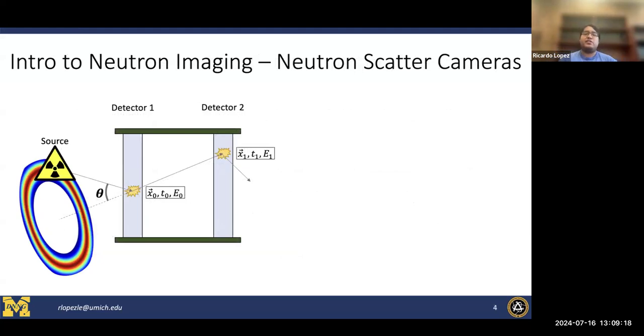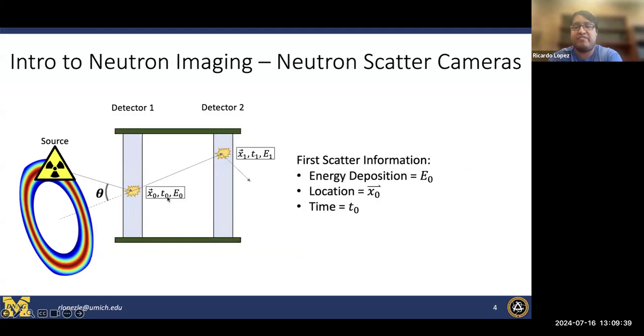So to begin the introduction to neutron imaging, specifically using neutron scatter cameras, suppose we have the scenario where we have a neutron-emitting source and an incident neutron hits, say, one detector volume, in this case denoted here by these three particular parameters that we obtained from this first scatter. When a neutron elastically scatters in this detector volume, we'll be able to obtain certain pieces of information. Namely, we'll be able to get the energy deposition, the location at which the scatter occurred, and the time at which that scatter occurred.